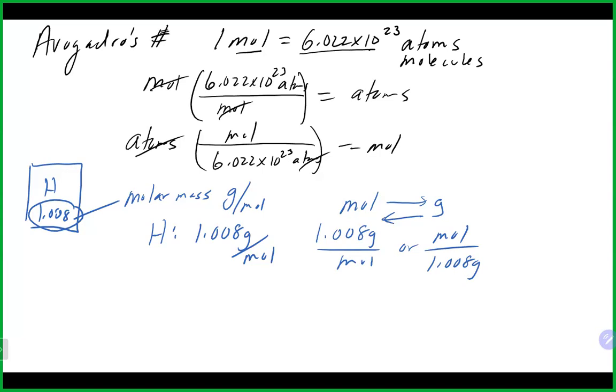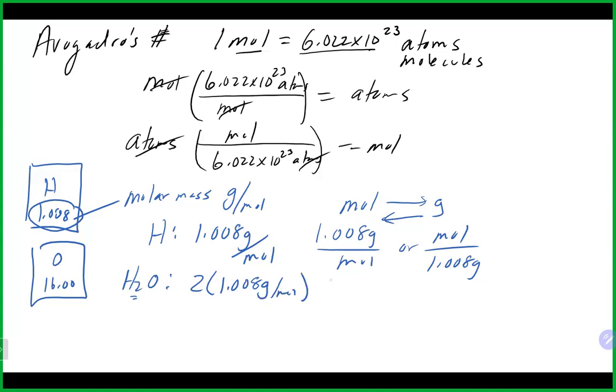You could also apply this to a molecule. If you did something like oxygen and hydrogen in water, what you would do is just add up all the parts from the periodic table. There are 2 hydrogens, so you would take 2 times the molar mass of hydrogen, then add it to the 1 oxygen's molar mass, which is 16. Add it all together, and that would get you 18.02 grams per mole, which is the molar mass of water in this case.